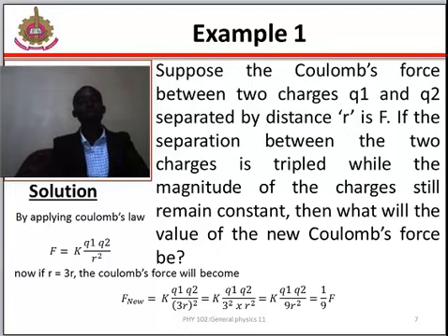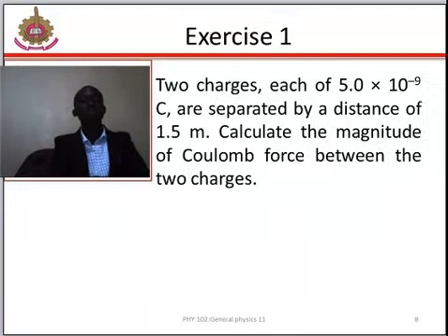Having walked through this example, you can now test your understanding of Coulomb's law by answering the question on the next slide. Be prepared to discuss your answer in the discussion forum. The exercise: two charges each of 5.0 times 10 to the power minus 9 coulombs are separated by a distance of 1.5 meters. Calculate the magnitude of the Coulomb force between the two charges.